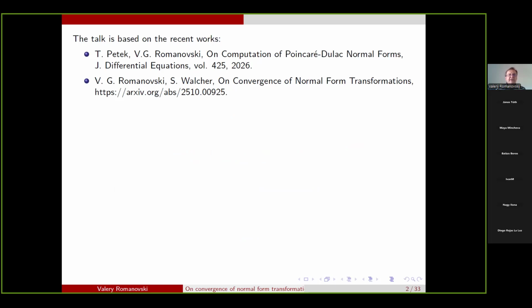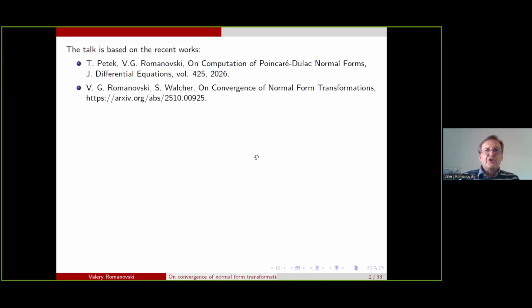One is with Tatiana Petek on computation of Poincaré-Dulac normal forms, which was published recently in the Journal of Differential Equations. And another is work in progress with Sebastian Walcher. We already have a first version on arXiv, but we have almost finished the new version that we hope to put on arXiv soon, maybe in 1 or 2 weeks.